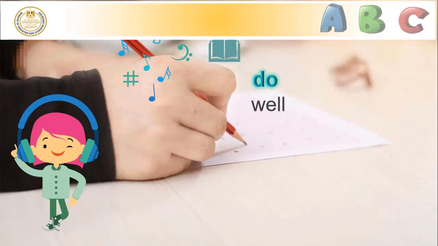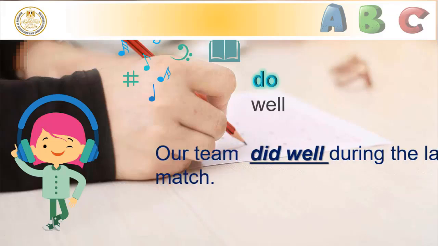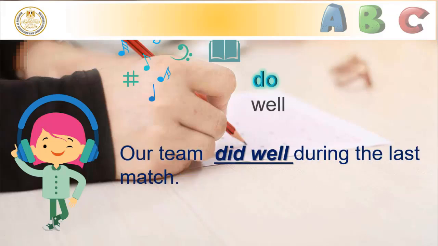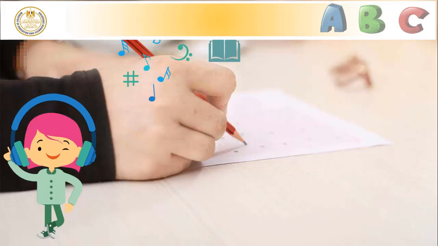Next. Do well. When I say do يقوم أو يفعل. Well معناها بشكل جيد. We do well together بمعنى يؤدي بشكل جيد. Let's check. Our team did well during the last match. Our team did well. فريقنا أدى بشكل جيد during the last match. أثناء المباراة الأخيرة. Next. Do a survey. We mention the survey بمعنى استطلاع الرأي. استطلاع الرأي. When I say do a survey بمعنى يقوم بعمل استطلاع رأي.